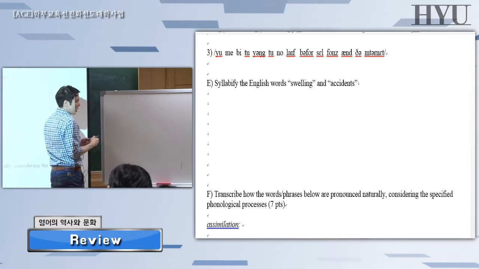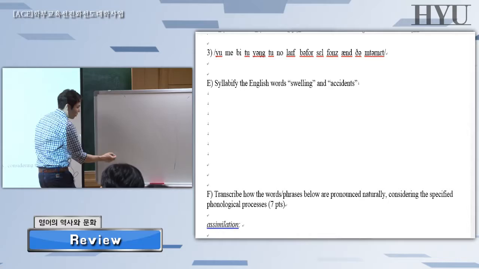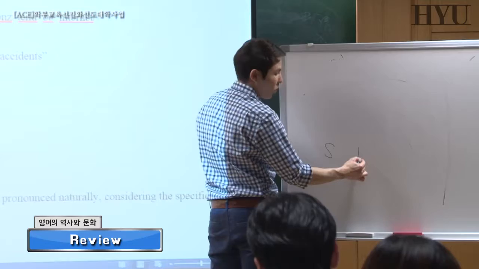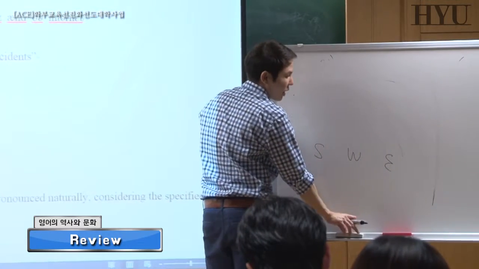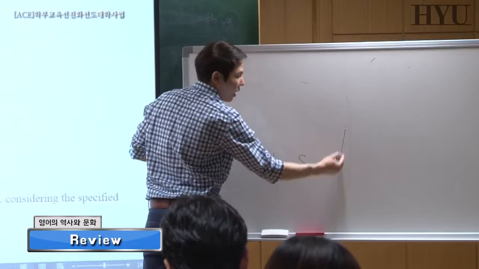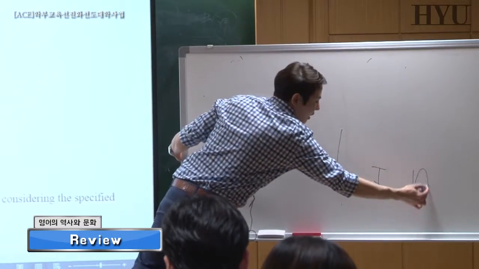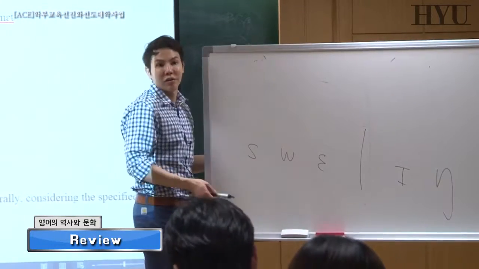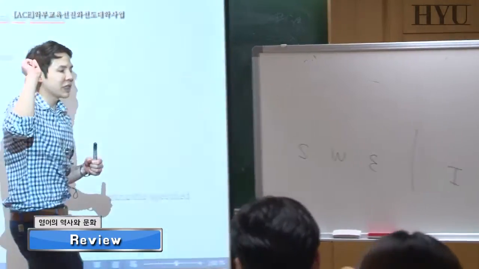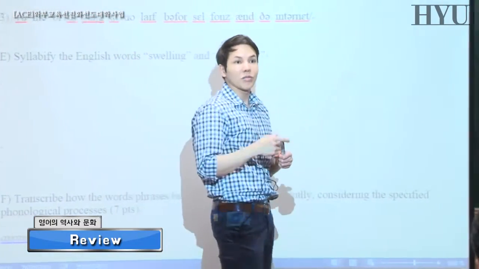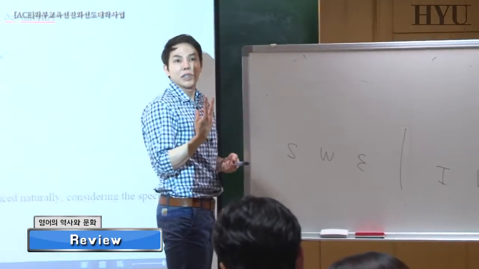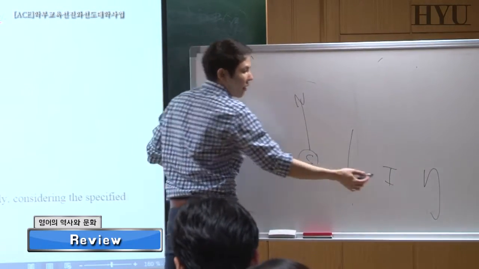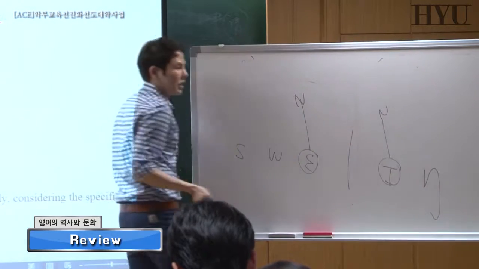So the first word is swelling, right? We have swell, and then ing. So that's swelling, right? Everybody can read that. So the first step is we identify the nucleus, which is the vowel. How many nuclei do we have? We have one here. We have one here. That's the first step.